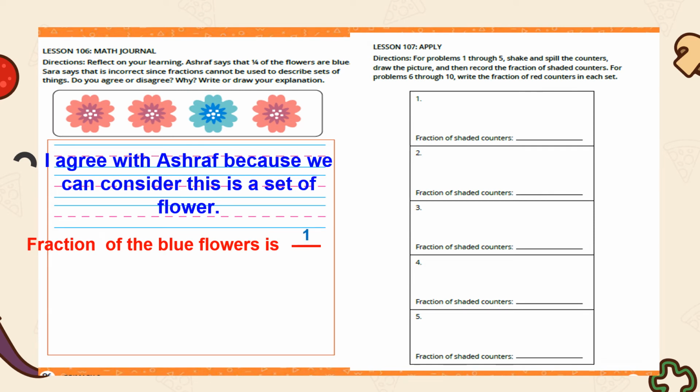The total is 4. Next page, from problems 1 to 5, check and spell the containers to draw the pictures, then record the fraction of shaded containers. So in number 1, if we draw 4 squares and we colored 2, the total parts, the denominator, is 4 and the numerator is 2. Next, if we colored 3 of 4 triangles, the denominator will be 4 and the numerator will be 3.